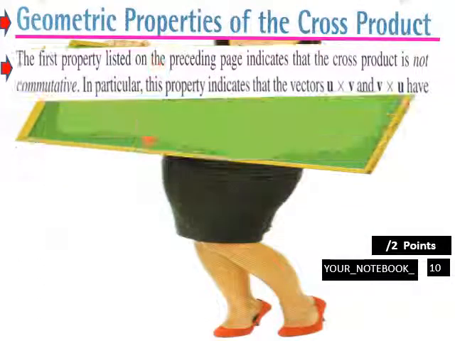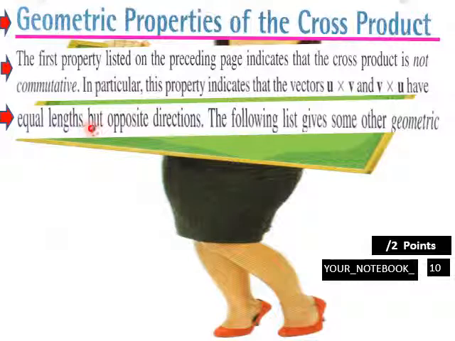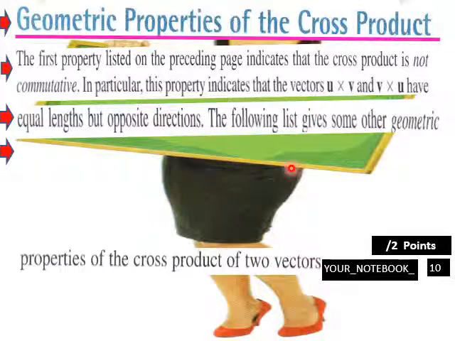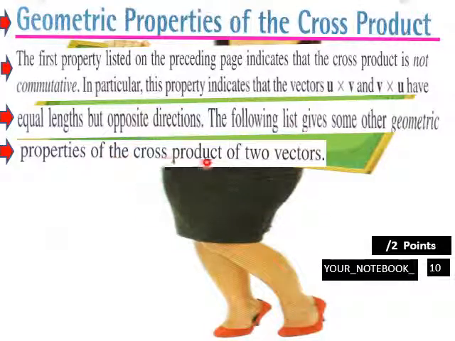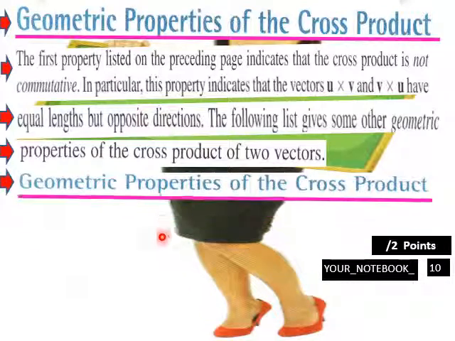Geometric properties of the cross product. The first property listed on the preceding page indicates that the cross product is not commutative. In particular, this property indicates that the vectors u times v and v times u have equal lengths but opposite directions. That is really a great fact. There are equal lengths but opposite directions. The following list gives some other geometric properties of the cross product of two vectors.